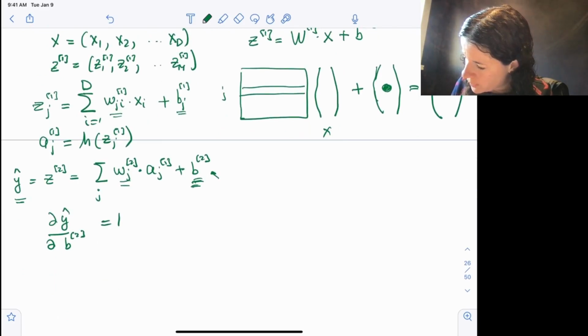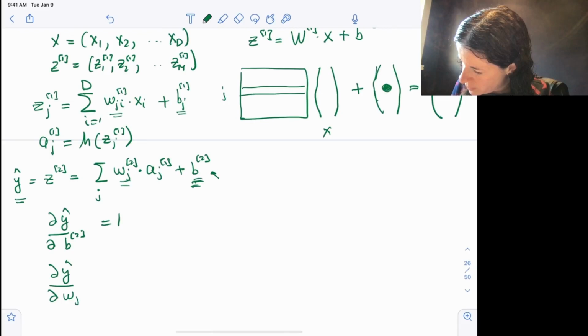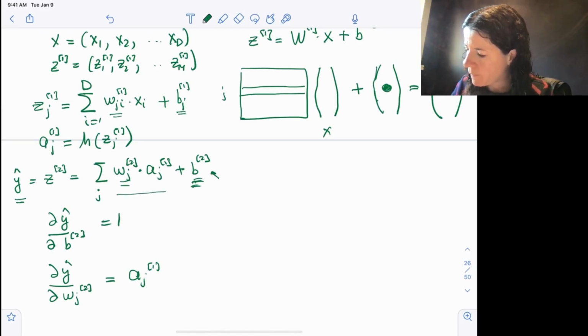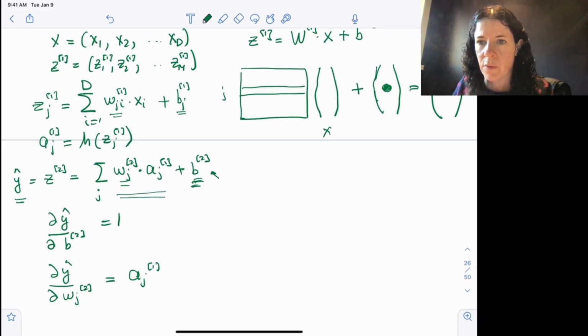So what about, let's talk about d y hat over d w_j^2. I don't know if you agree with me that this is just a_j^1. It's just that this is a linear function with respect to w_j, so you just get what multiplies it.